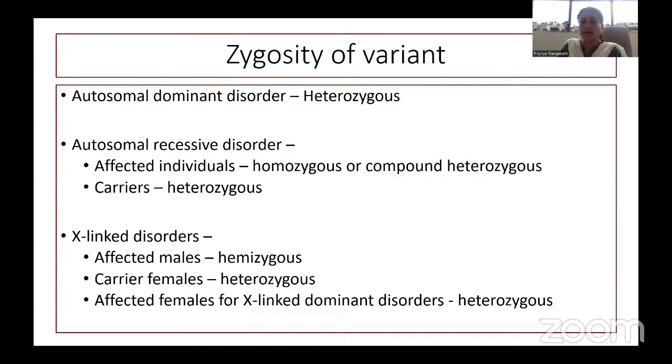In autosomal dominant disorders, the individual will be heterozygous for the pathogenic variant. For autosomal recessive disorders, affected individuals will have either homozygous pathogenic variants or compound heterozygous pathogenic variants, whereas the carriers will be heterozygous. For X-linked disorders, affected males will be hemizygous for the pathogenic variant. Carrier females will be heterozygous, and affected females for X-linked dominant disorders will be heterozygous. They will have 1 copy of the variant only. The other allele would be normal, but because it is an X-linked dominant disorder, the single mutation itself will result in manifestations in the female who has that heterozygous variant.